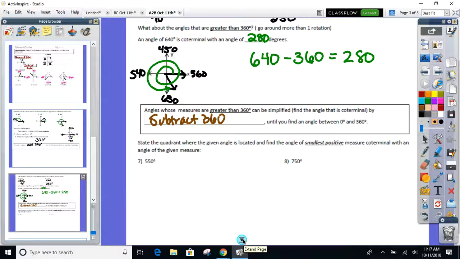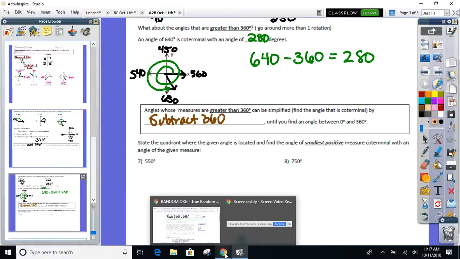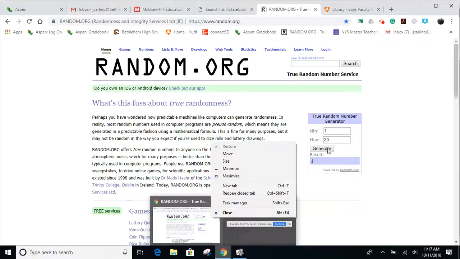You and your group right now, 1 minute here. 7 and 8, state the quadrant first. Find what quadrant you're in. You don't need to graph it. And then tell me the smallest positive measure that shares the same side. Okay, go ahead right now. 550 and 750. Name the quadrant it's in, and then tell me the smallest positive.